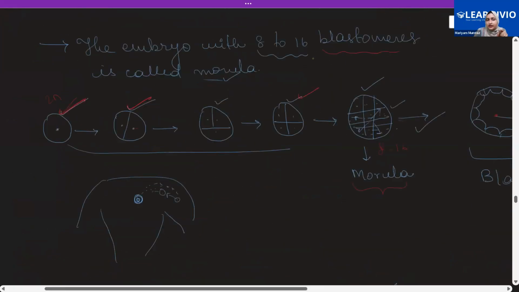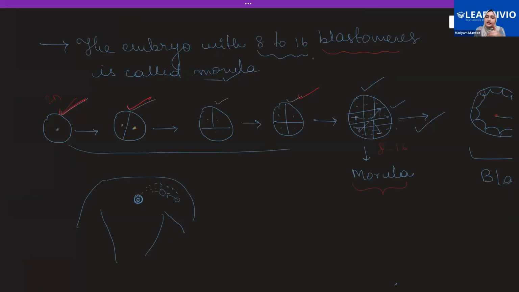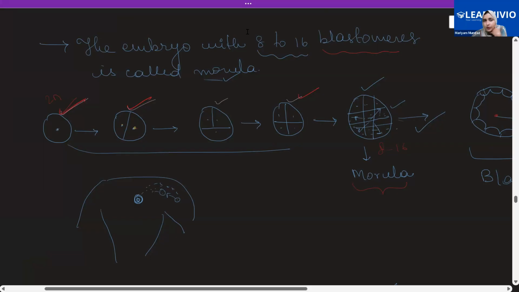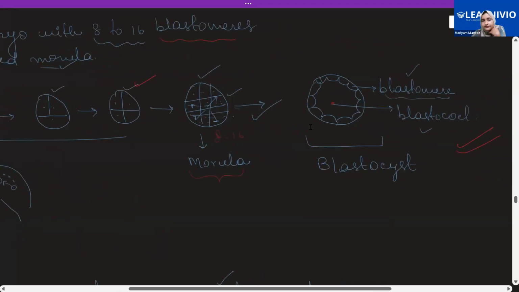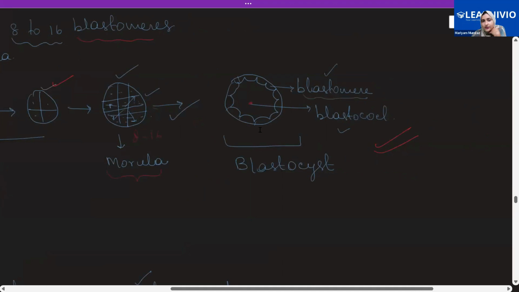Like zygote is 2N, then it will have 2 cells, 3 cells, 4 cells, 5 cells, 8 cells, 16 cells, like that, while it is traveling from the ampulla to the uterus. So the embryo with 8 to 16 blastomeres is what we call a morula. Further, the morula divides and becomes the blastocyst.